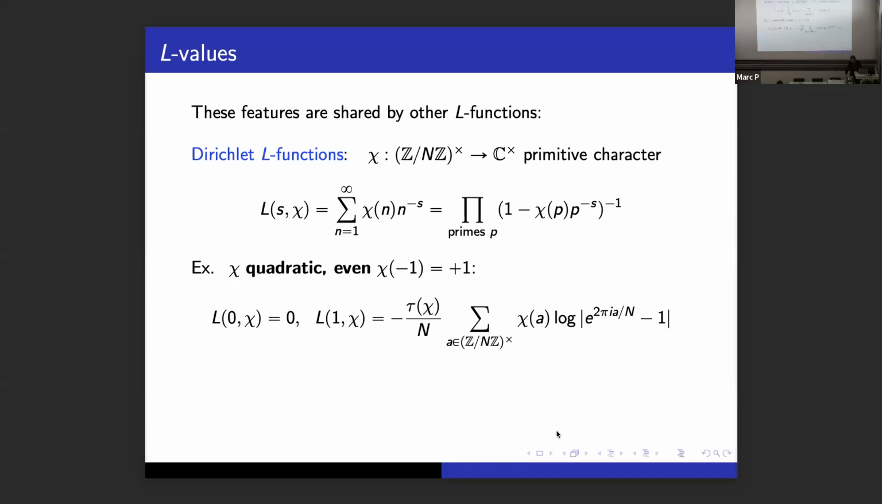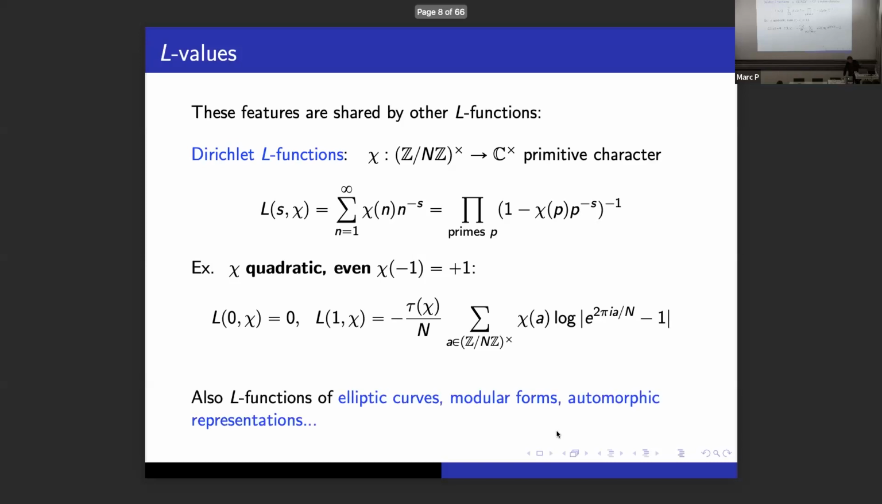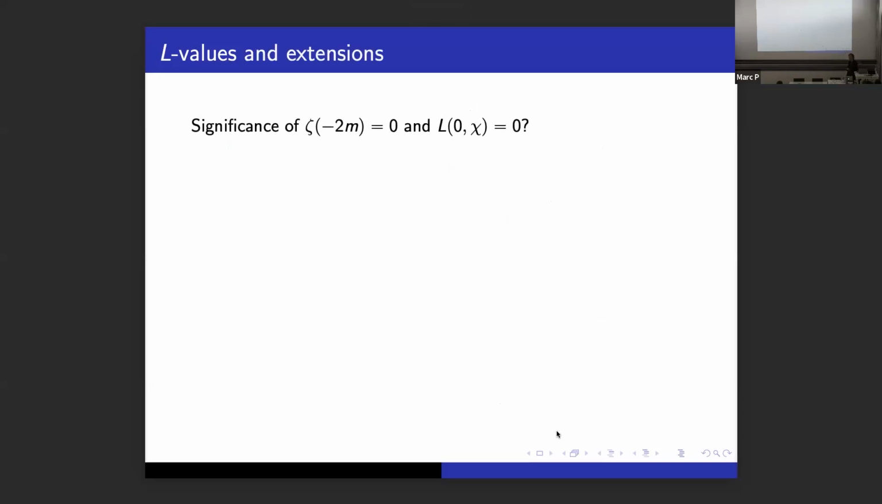This is sometimes called an explicit formula. And when we know them, they're often useful, as we'll see. Similar properties exist for other L-functions: the L-functions of elliptic curves, the L-functions of automorphic forms like modular forms, and things like this. All the L-functions that people like me like to talk about share similar properties. So why am I telling you this? Is there any significance to these L-values? The answer is yes, at least we expect so, and in some cases we know so.